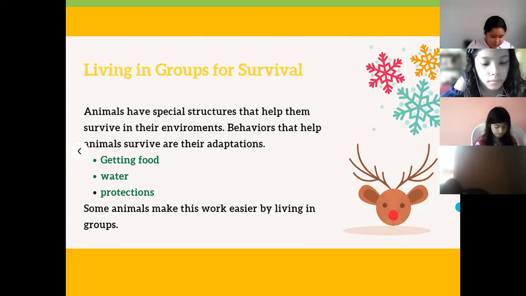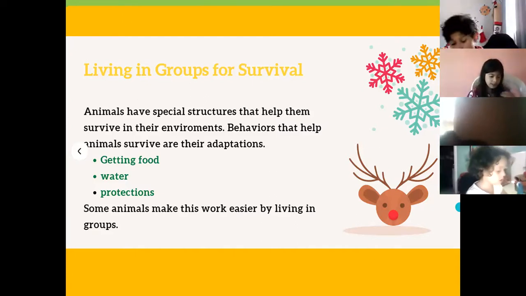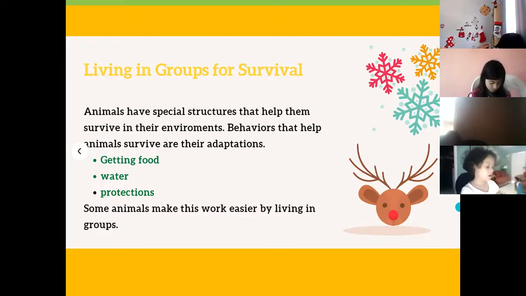Okay, I'm going to try to show you, but let's continue, okay? So remember that another way that animals survive according to their behaviors is living in groups for survival, okay? Animals have special structures that help them survive in their environment. Behaviors that help animals survive are other things like getting food, water, and protection. So some animals made this work easier by living in groups. What are the kinds of groups that animals live in? Do you remember?